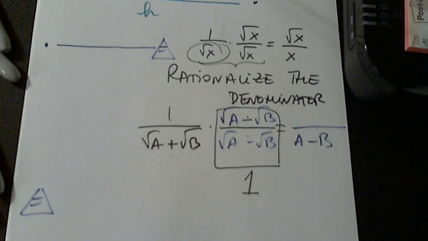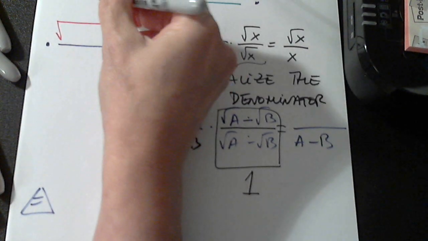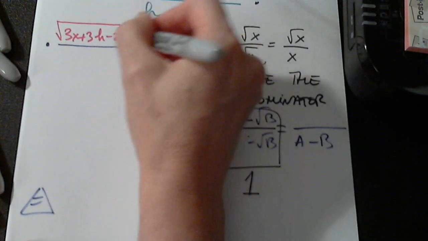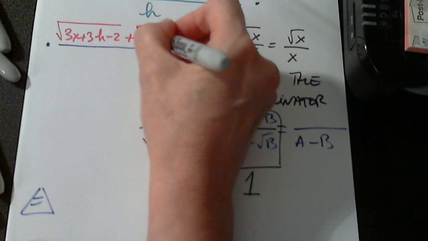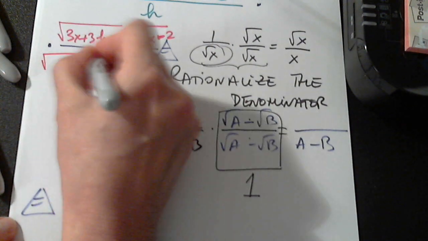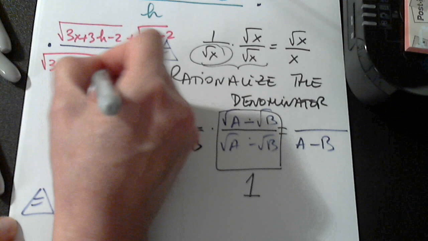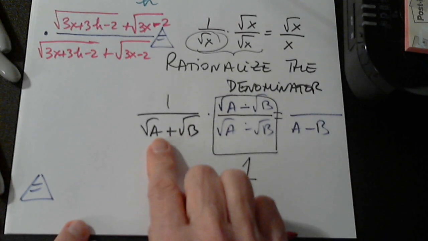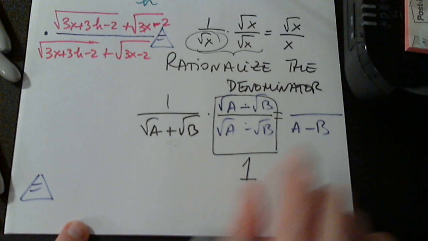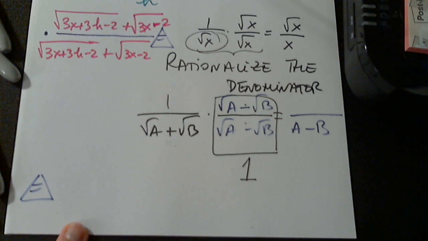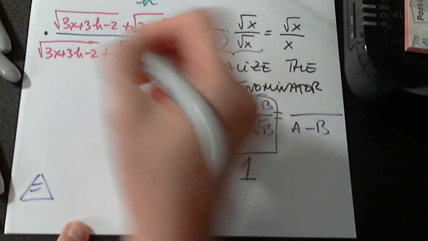Would it be the square root of 3x plus 3h minus 2 plus? Exactly. They have to be the same. Absolutely. Is it always just going to be the opposite sign of whatever? Yes, because only a plus b times a minus b is a squared minus b squared. Only a minus b times a plus b is a squared minus b squared. It's the only option we have. Good.